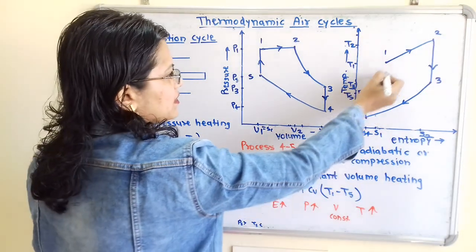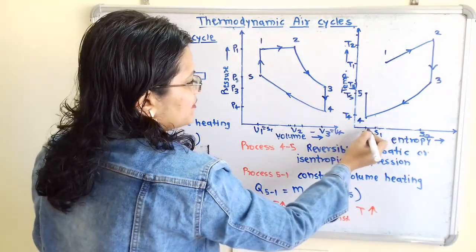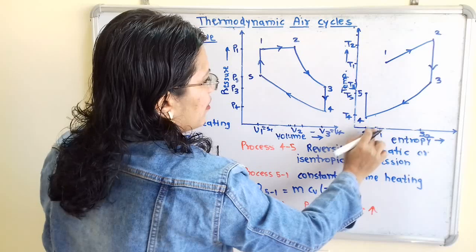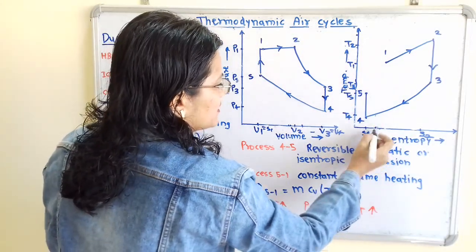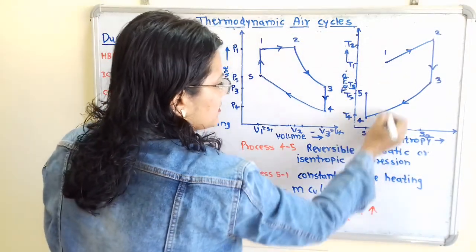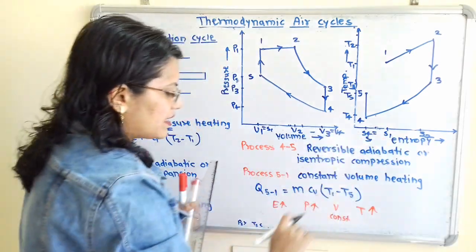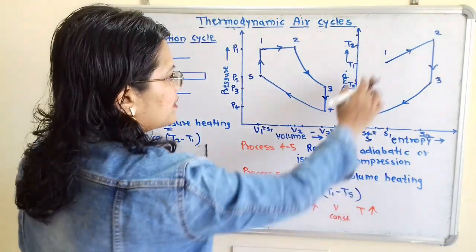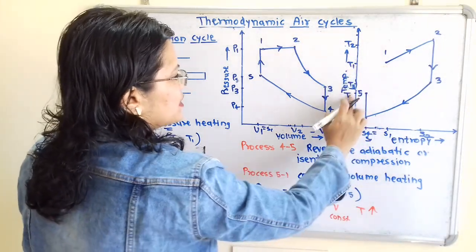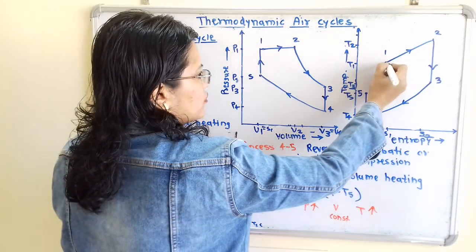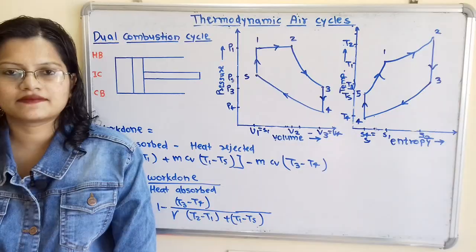So here the increase in entropy, because S4 is equal to S5 and here is S1. So S1 is greater than S4. So entropy increases, temperature also increases because T1 is greater than T5. So we will join these points.